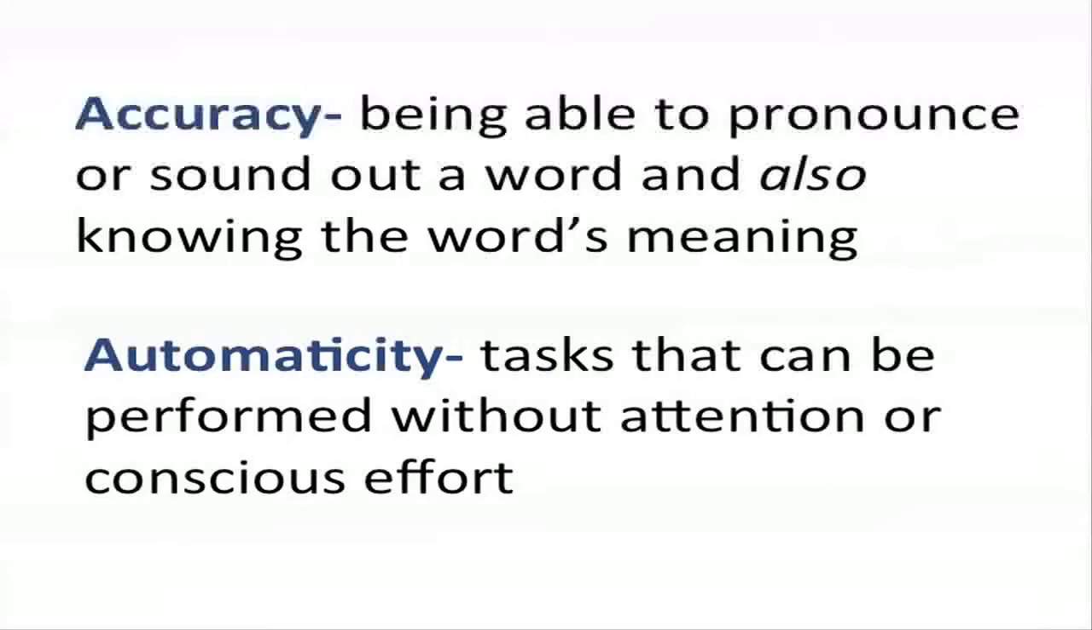Accuracy means being able to pronounce or sound out a word, and also knowing the word's meaning. When a student learns a new vocabulary word, you expect him to recognize the word, pronounce it correctly, and know what the word means. In short, you're expecting word accuracy. Automaticity, on the other hand, refers to tasks that can be performed without attention or conscious effort. When a student learns high-frequency words such as "the" and "most" and can recognize them immediately in text, he is practicing automaticity.